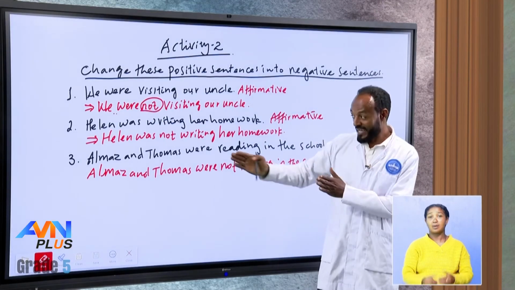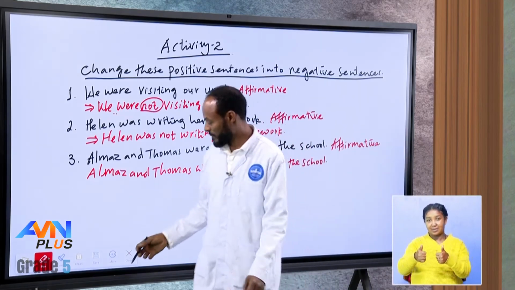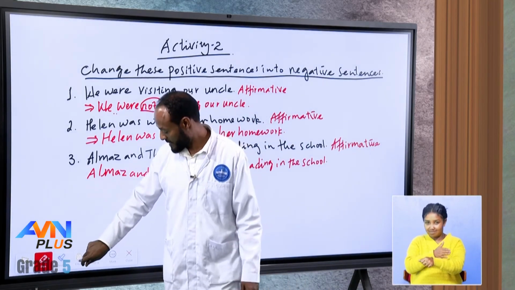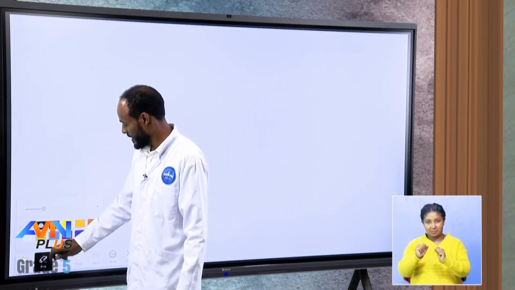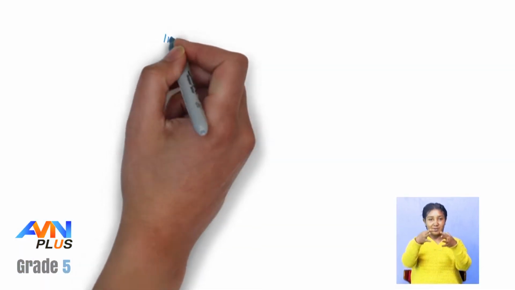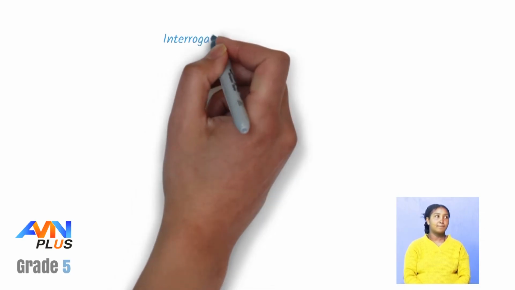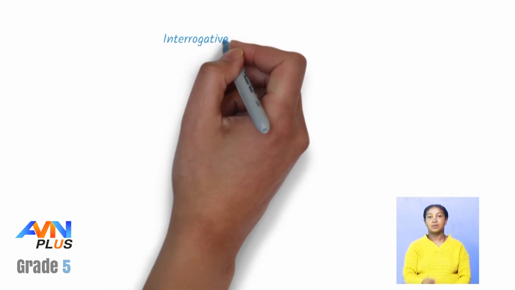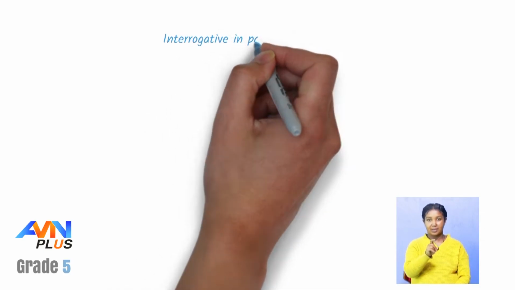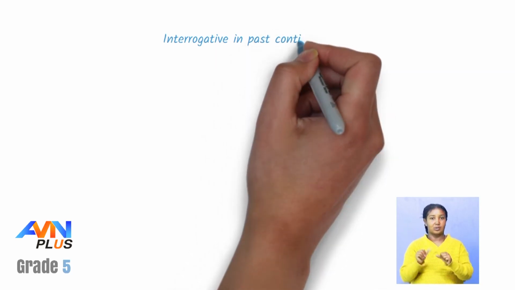I hope you did like this. Bravo. If you didn't do like this, please try to read again and again. You can be perfect, okay? Nice. Now it is time to go to what? Interrogative in past continuous tense.